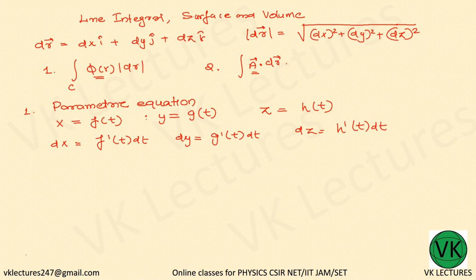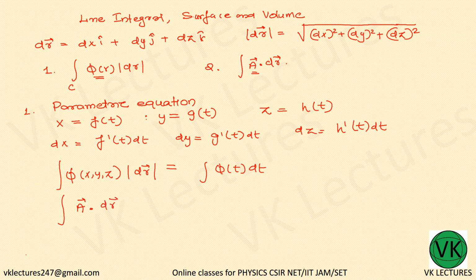Now the integral of phi of x, y, z times the magnitude of dr is equal to the integral of phi of t dt. You just have to convert all the x, y and z in terms of t for this particular integral. Or you can have vector a dot dr.